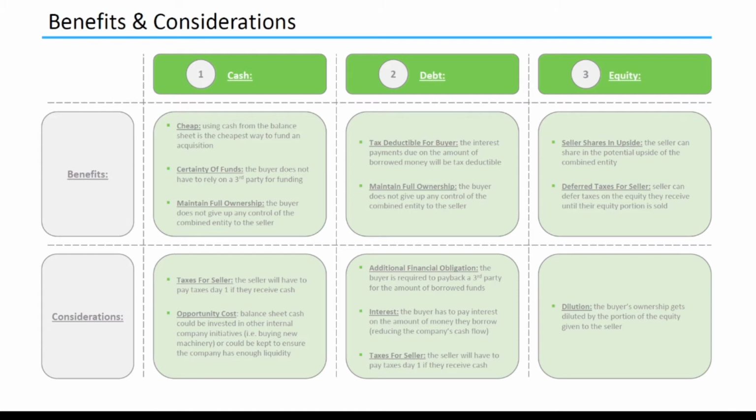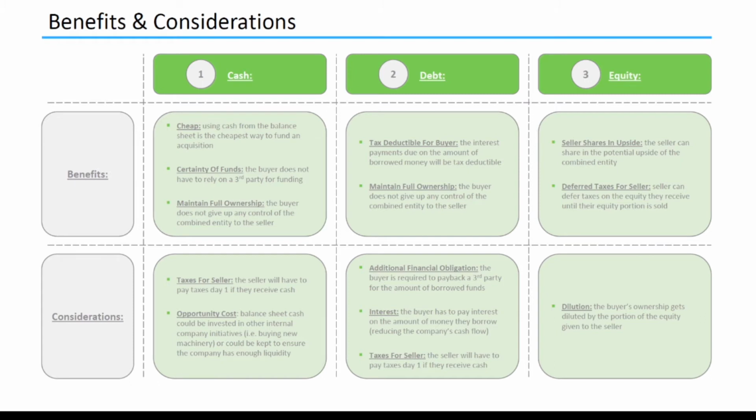Second, opportunity cost. While using cash to fund an acquisition does not have any direct monetary cost, the company should weigh its options and see if this cash balance could be better invested in other internal initiatives, such as buying new machinery, or if they should keep this cash on their balance sheet to make sure they have enough liquidity going forward.